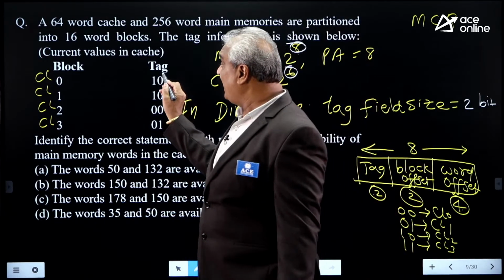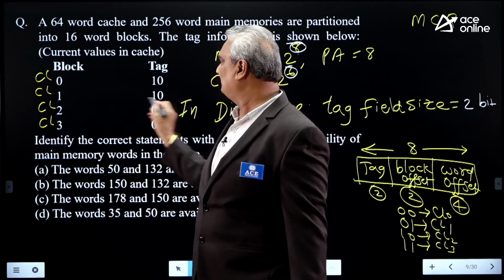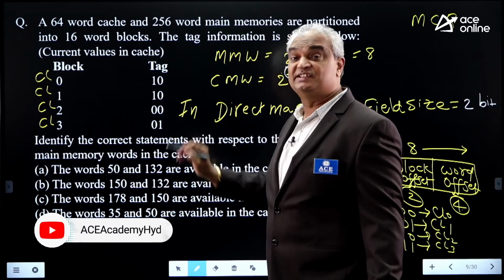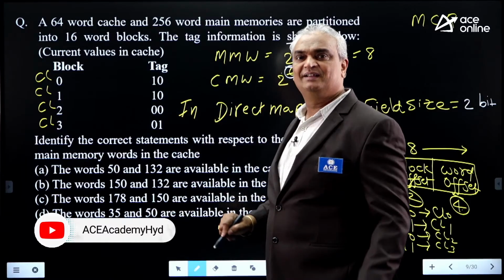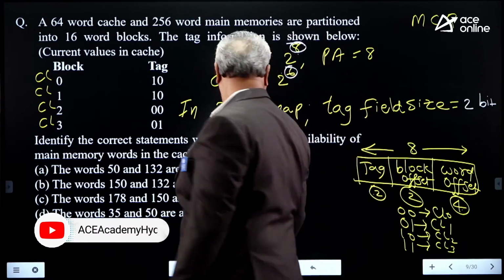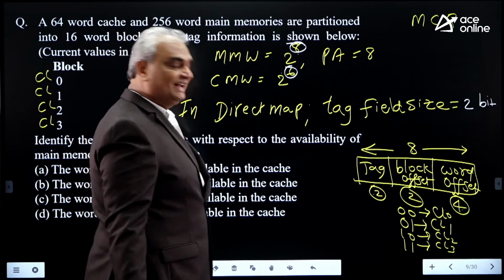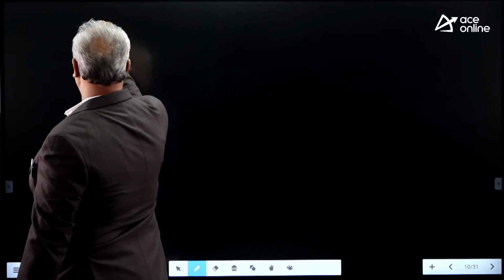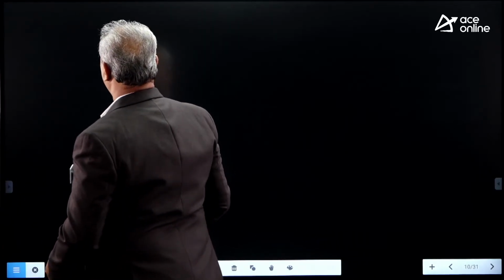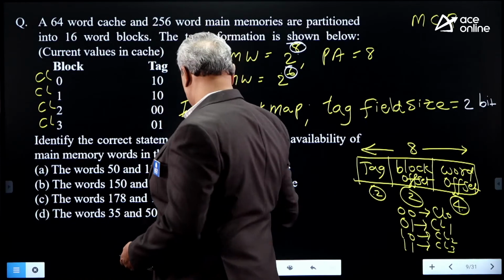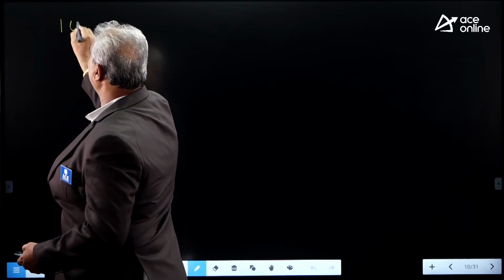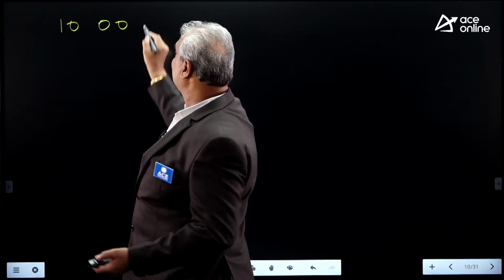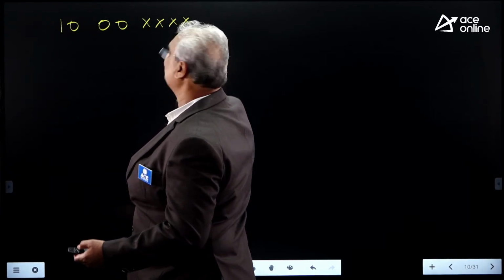Okay. What is the tag given for CL0 10, CL1 10, CL2 00, CL3 01? Arrange this information in physical address format, then you will get the solution. For arranging that one, look here. First of all, what about first tag information? For block 0, 10 is the tag for which one? CL00. In CL00, how many words are there? 16 means 4 don't cares.